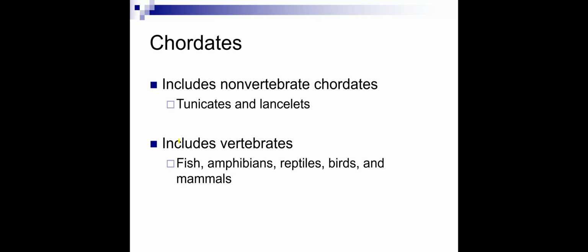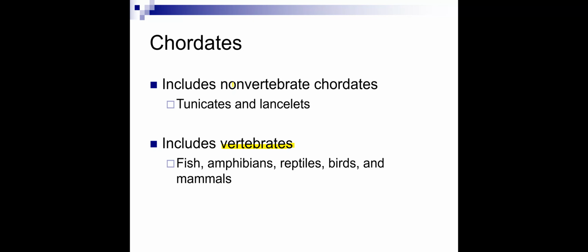Now when it comes to chordates, all of your vertebrates are going to fit in this category, okay? So when we're looking at phylum, we have kingdom Animalia, phylum Chordata, and then subphylum Vertebrata. So not all of your chordates are vertebrates, but most of them are, okay? These are going to be your fish, your amphibians, your reptiles, birds, and mammals. So we are in phylum Chordata, subphylum Vertebrata.